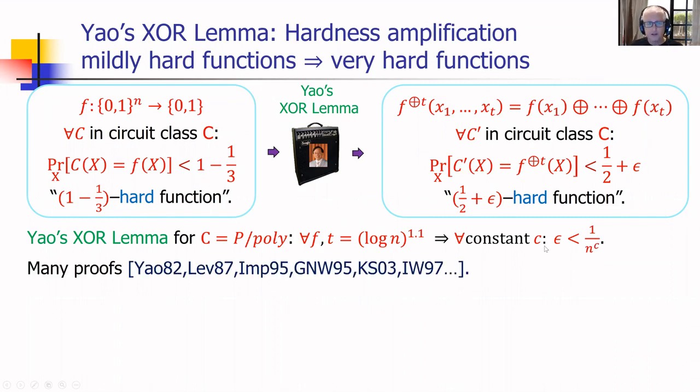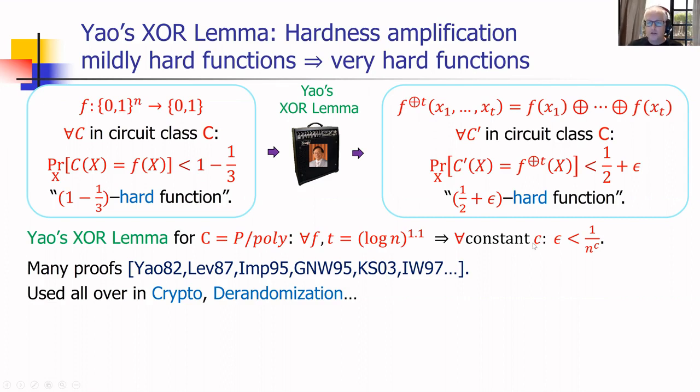And this is great. It has many proofs and is very useful because we like functions which are half plus epsilon hard for small epsilon. So this is used all over in crypto and de-randomization. But there are things about Yau's XOR lemma that we don't know. So here are two specific open problems.